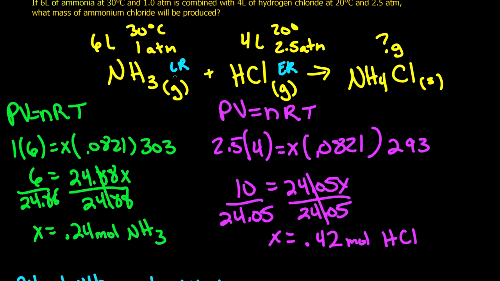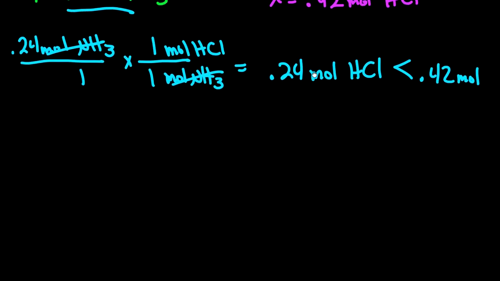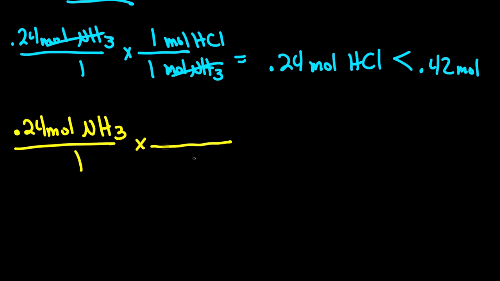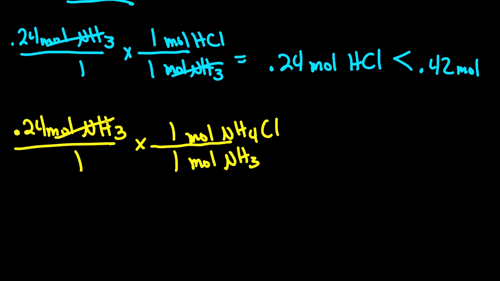So for any stoichiometry, I will use ammonia. I will use 0.24 moles of ammonia to figure out how much ammonium chloride I will produce. And that is a 1-to-1 ratio. So let's slide back down and figure that out. So once again, we got 0.24 moles of ammonia, and I need to change this to grams of ammonium chloride. So I set up my mole ratio of ammonia to ammonium chloride, and that was a 1-to-1 ratio. That cancels moles of ammonia.